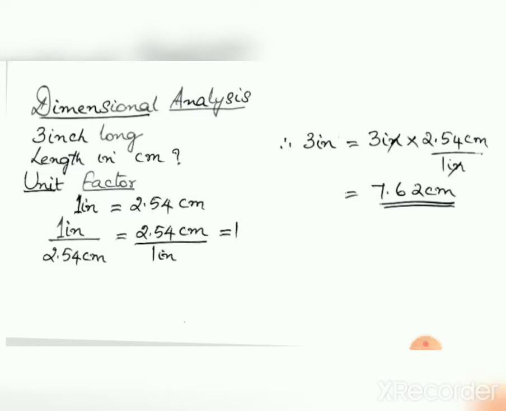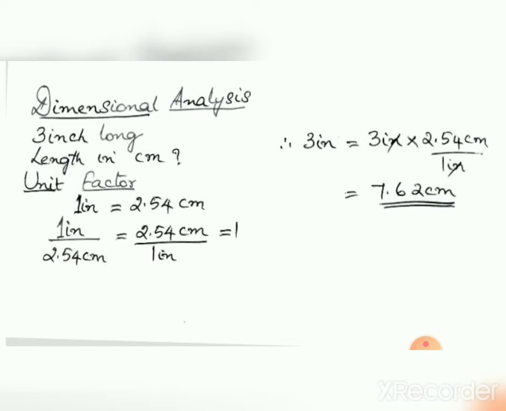For that, start with the relationship between the two units. You should know that 1 inch is equal to 2.54 centimeter. After that, find the unit factor. While finding the unit factor, the units must be maintained along with numbers. That is important. So here in this case, we can write the unit factor as 1 inch by 2.54 centimeter is equal to 2.54 centimeter by 1 inch is equal to 1.